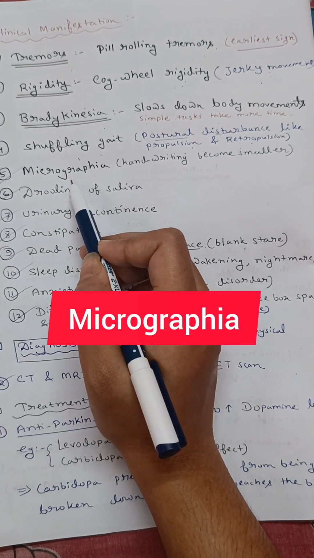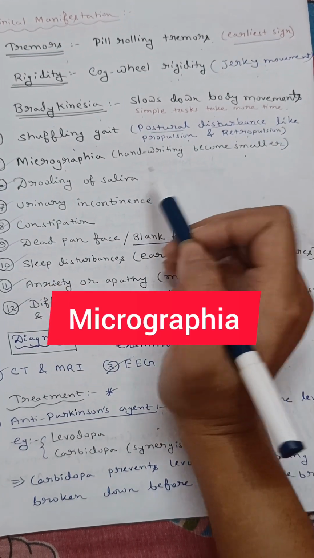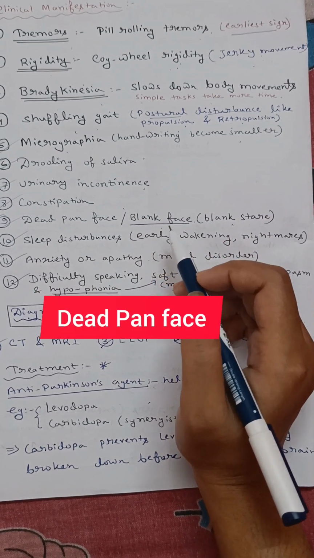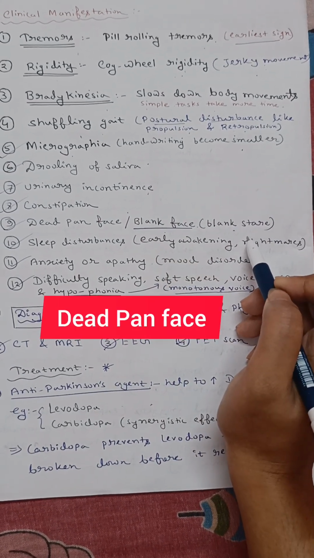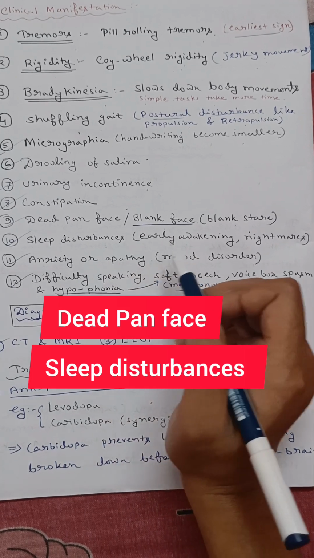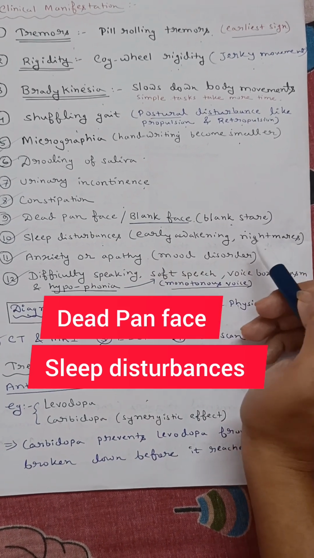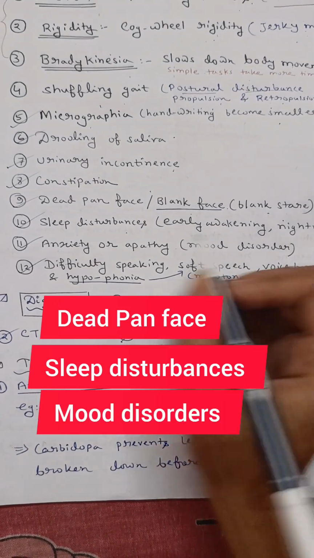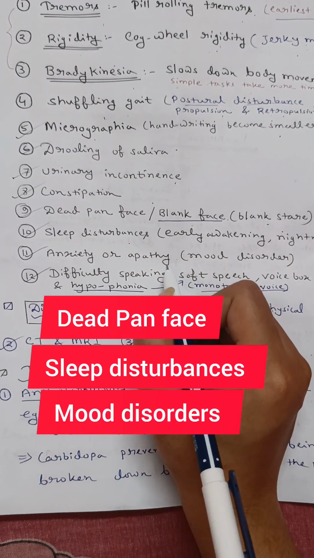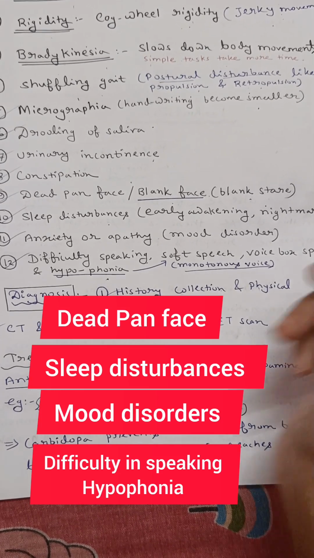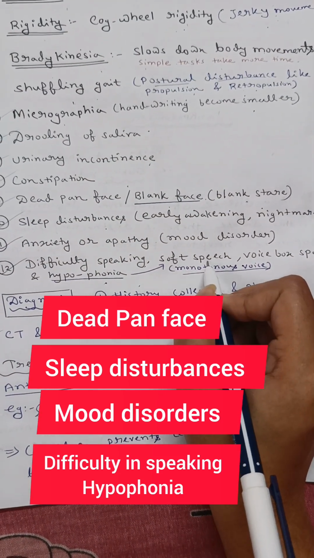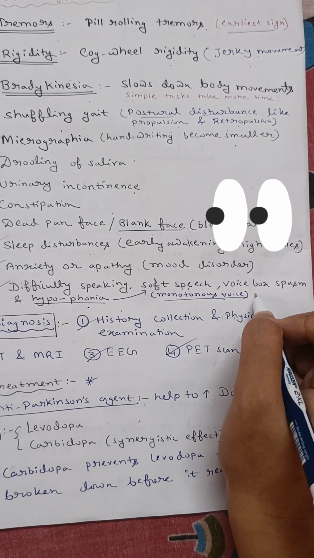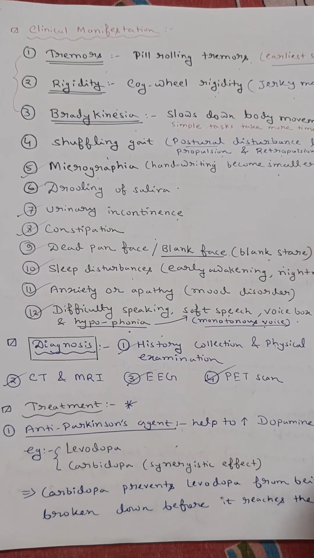Then micrographia. Micrographia means handwriting becomes smaller, then drooling of saliva, urinary incontinence, constipation, mask face or a blank face. There is a blank stare of the patient. Then sleeping disturbances, like the patient awakes very early, or has nightmares. Then mood disorders, like sometimes the patient feels anxious, sometimes apathy. Then difficulty in speaking and hypophonia. Hypophonia means soft speech. There is a monotonous voice of the patient. The voice box becomes spastic. So these all are the clinical manifestations of PD.